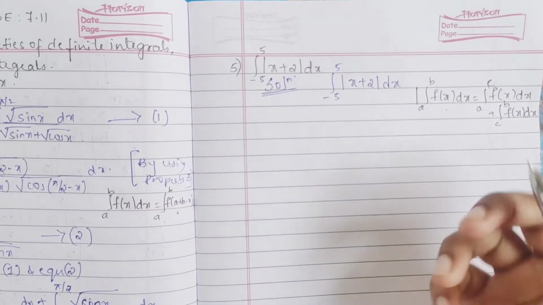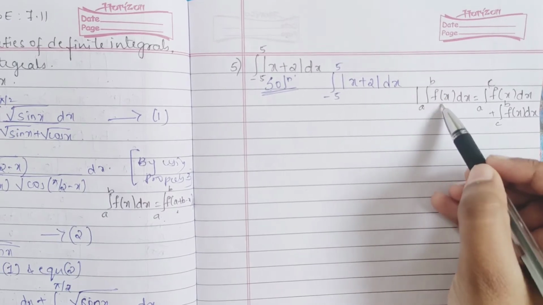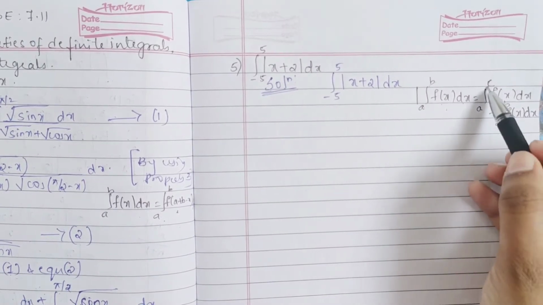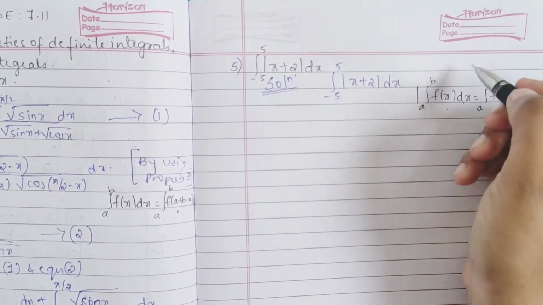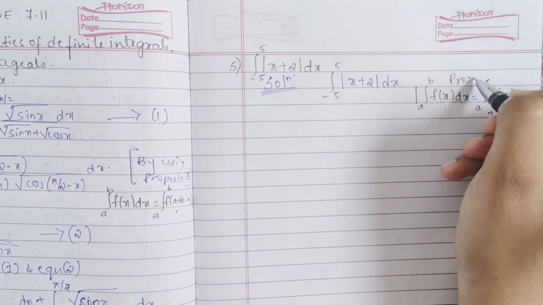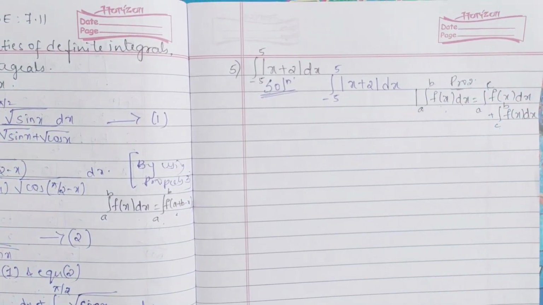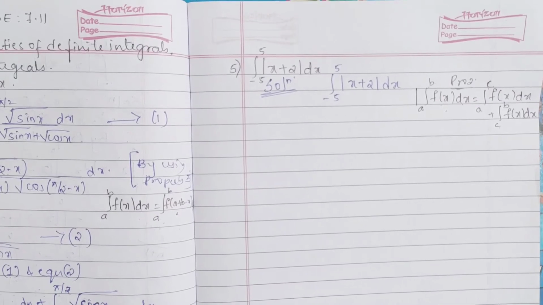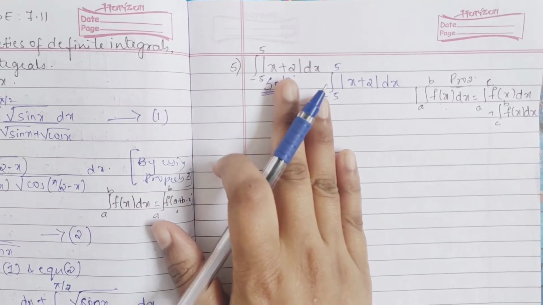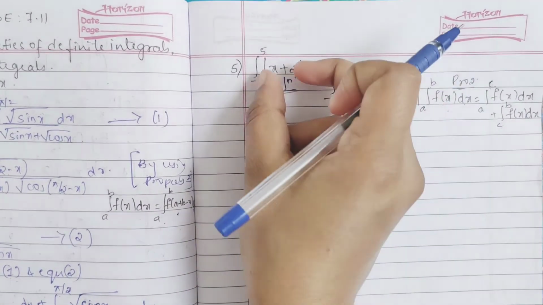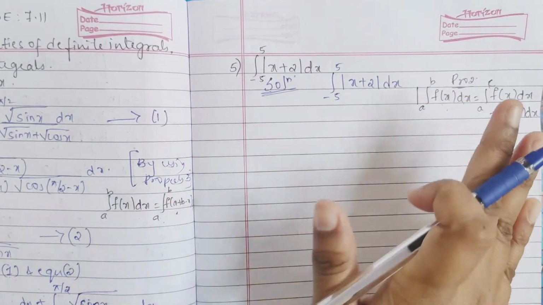Okay, what does your property tell us? The integration from a to b of f of x dx equals the integration from a to c of f of x dx plus the integration from c to b of f of x dx. This is your property 2, where we split up. So you should always remember, whenever you get a modulus question, if there is a modulus in the question, then you should go ahead to property 2.